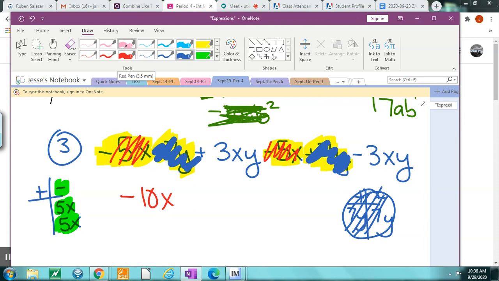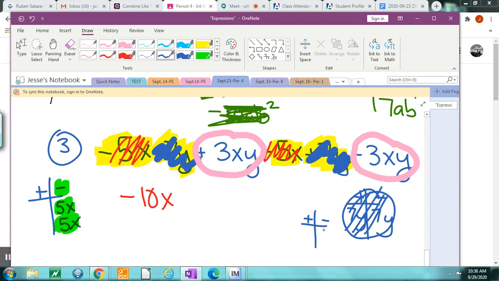So what about the positive 3xy? What do I match the positive 3xy with? With the negative 3xy. So then if I do the t-chart, negative 3xy, positive 3xy. Who wins? No one. It's a tie. No one wins. So 0. So what's my answer? This is your answer. Right there. You got that? That's it.